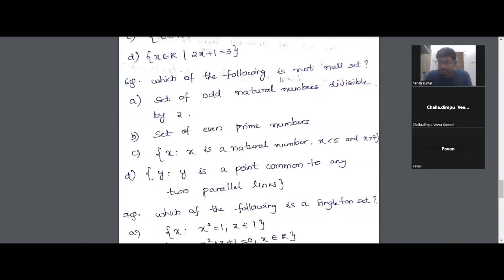What about the sixth question? Option B, sir. Which of the following is not a null set? We have to find something which is not a null set. Set of odd natural numbers divisible by 2. Are there any odd natural numbers that are divisible by 2? The definition of odd natural numbers is itself that they are not divisible by 2. So this is a null set, an empty set. Set of even prime numbers. Yes, there is one even prime number. What is that? 2. So this is not a null set. So this is our answer, option B.